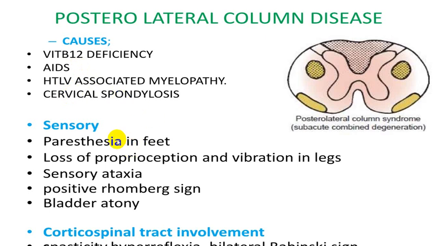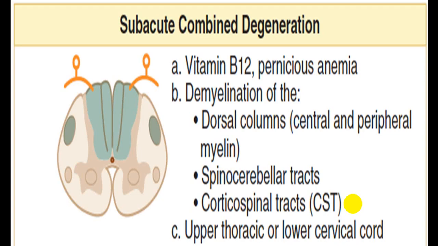where you will have paresthesia in the feet, and loss of proprioceptive sensation and vibration sensation, with the lower limb more involved as compared to the upper limb. The person will have sensory ataxia, Romberg sign will be positive, and the bladder may be involved. And once there is corticospinal tract involvement, below the level of damage you will have spasticity, hyperreflexia, and bilaterally the plantar reflex will be extensor. And that is seen very peculiarly in case of subacute combined degeneration.